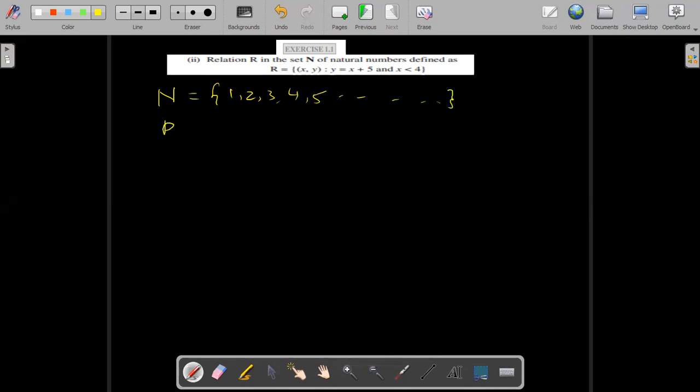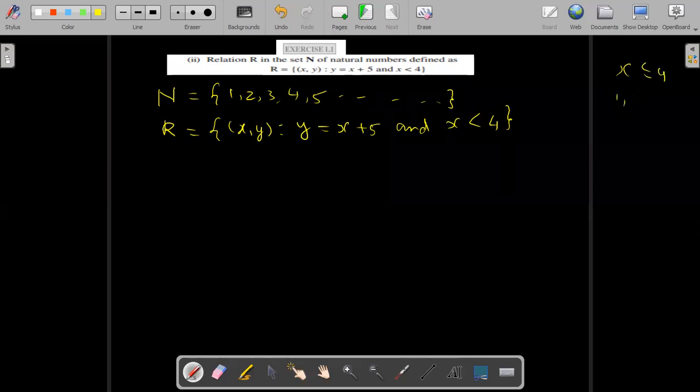And R is defined as the set of ordered pairs (x, y) which satisfy the condition y is equal to x plus 5 and x should be less than 4. Means x should be 1, 2, 3, not 4, less than 4. If it is written x is less than or equal to 4, then we will take 1, 2, 3, and 4. If it is written x is less than 4, we will take 1, 2, and 3 as values of x. So we will put x here and find y.